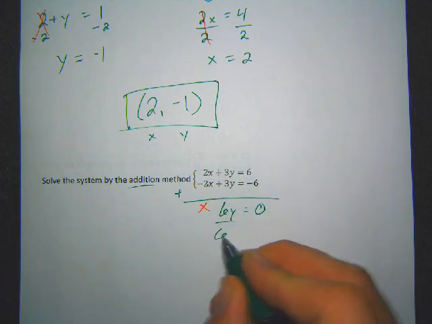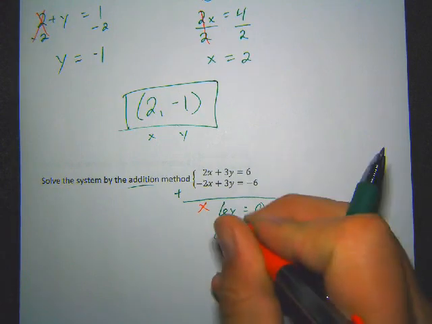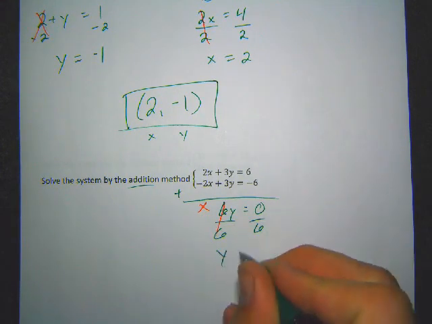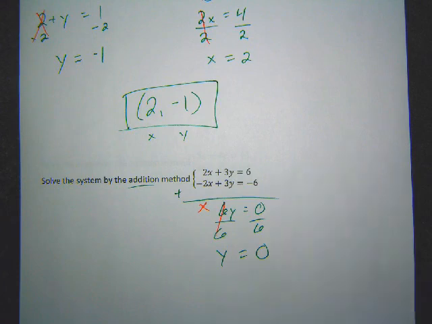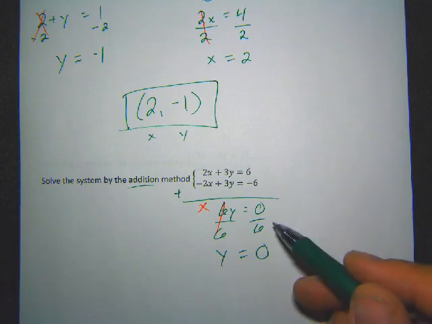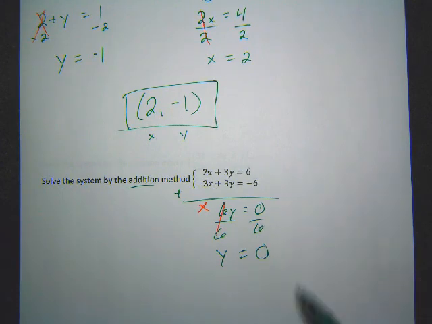Divide by 6 on both sides to get rid of the 6. And you see that y is 0, right? 0 divided by anything is 0. It's the other way that's messed up. If you put 0 on the bottom, that's where it's undefined. But 0 on the top's okay. This is just 0. So y is 0.